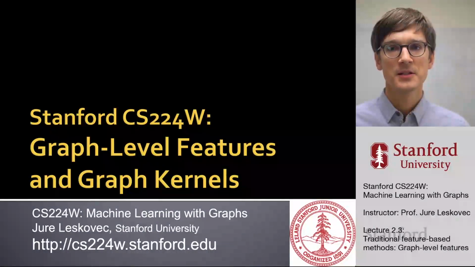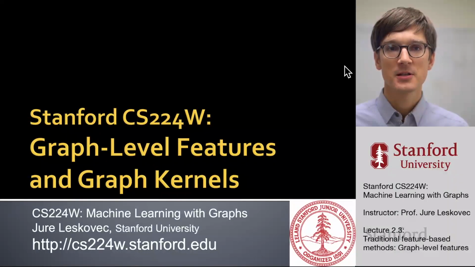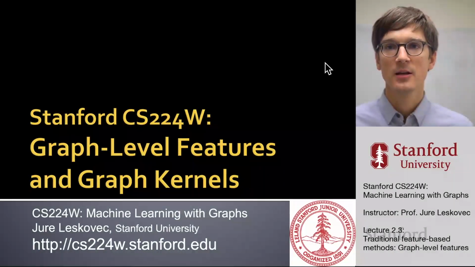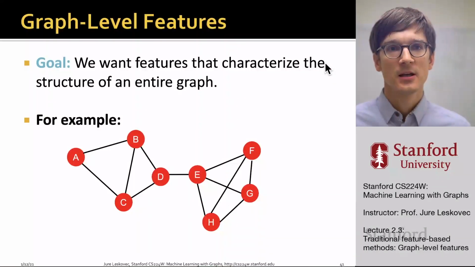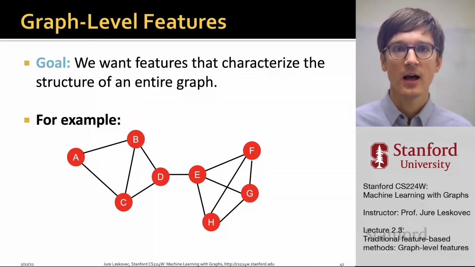So far we discussed node and edge level features for prediction in graphs. Now we are going to discuss graph level features and graph kernels that are going to allow us to make predictions for entire graphs. So the goal is that we want features that characterize the structure of an entire graph.